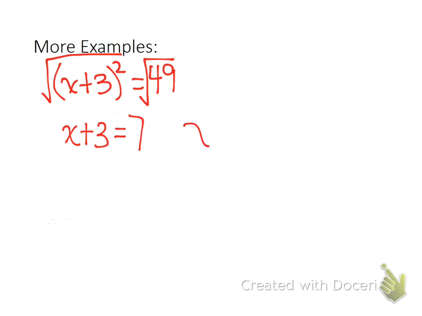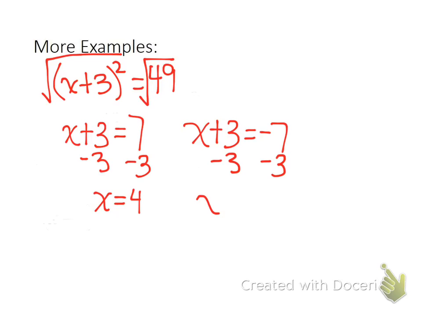So I have to set up 2 equations here. If you see parentheses being squared, the problem's going to be a little bit different than it was when there were no parentheses being squared, when it was just x being squared. So on this type of problem, we've got to split it up and then keep solving. How am I going to solve both of these? Subtract 3. So I get x equals 4, and I also get negative 11.